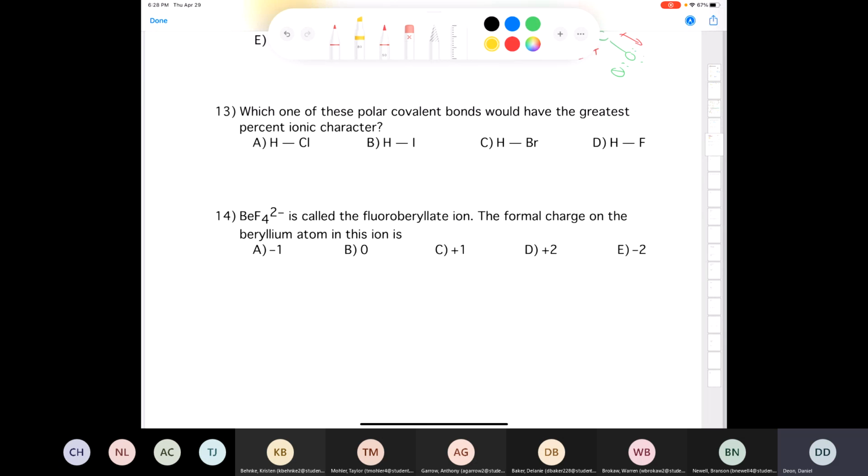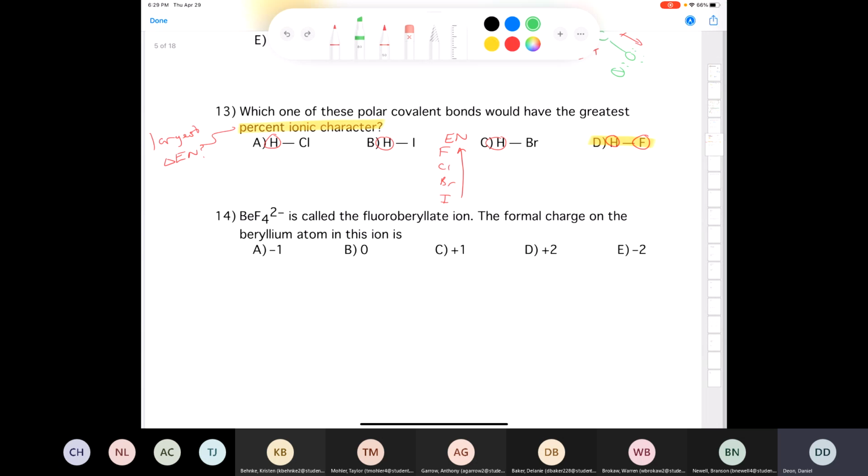Question 13. Which one of these polar covalent bonds would have the greatest percent ionic character? So basically we're looking for the largest difference in electronegativity. Okay, you can see that you have hydrogen in each one of these. And you know that when you go from fluorine to chlorine to bromine to iodine, that electronegativity decreases. So electronegativity increases going up the group. So the greatest difference in electronegativity will be that between the hydrogen and the fluorine atom, right?